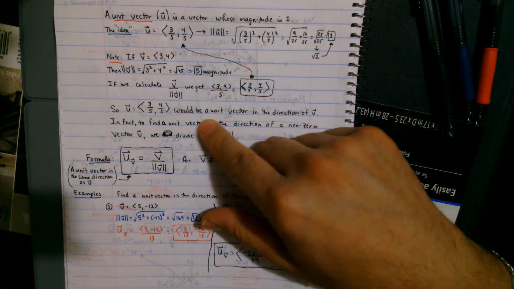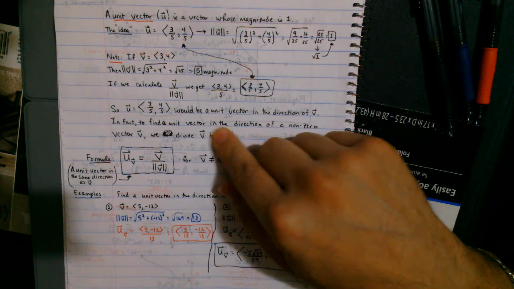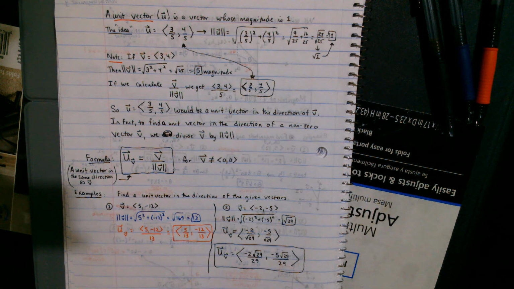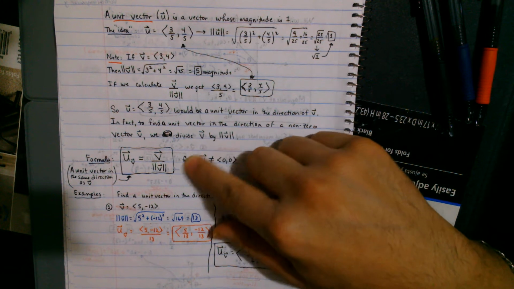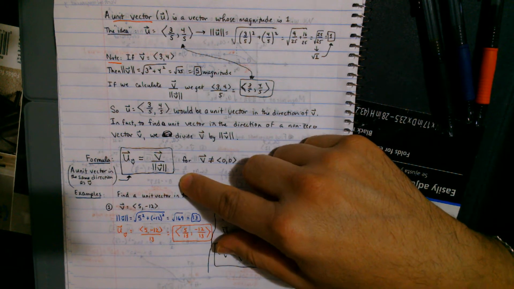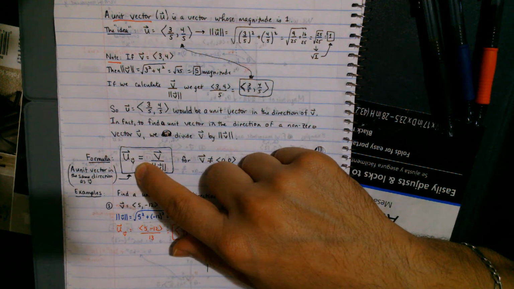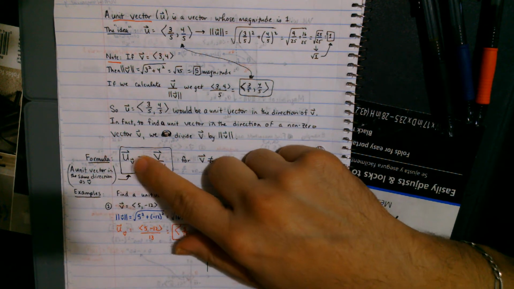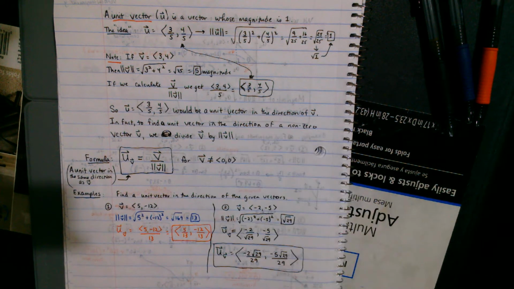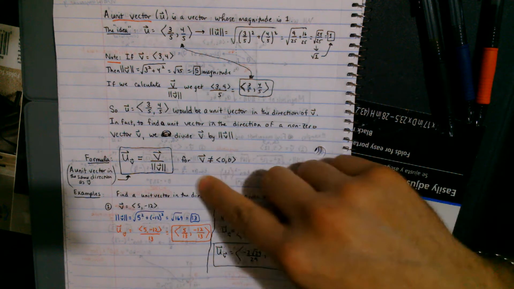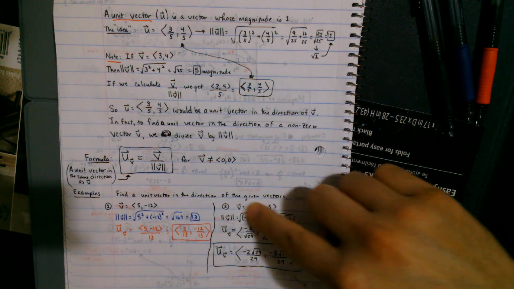So if we would be a unit vector, this would be a unit vector in the direction of v. In fact, to find a unit vector in the direction of any non-zero vector, we divide v by the magnitude of v. So if we want a unit vector in the direction of v, we take the non-zero vector divided by its magnitude. Again, that's what it means not to be the zero vector, not to be 0, 0. So find the unit vector in the direction of the given vector, what it says here.